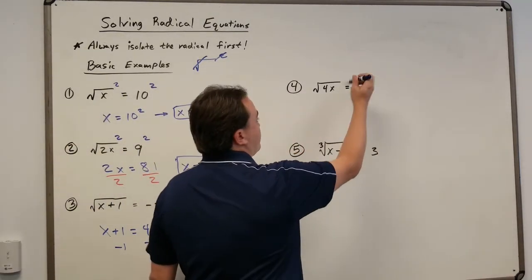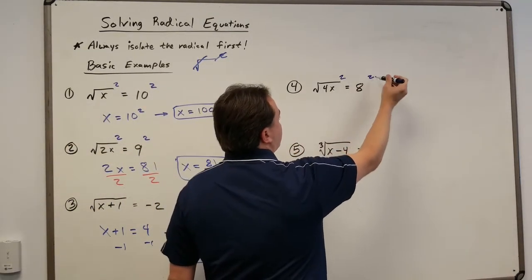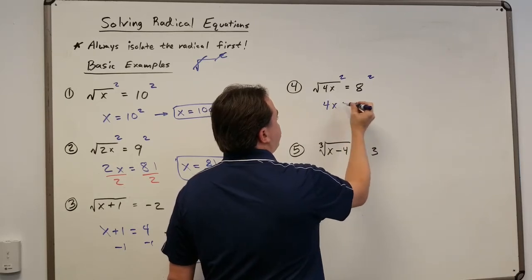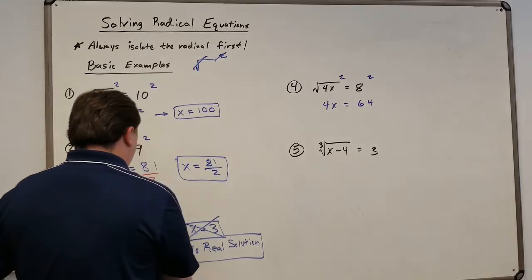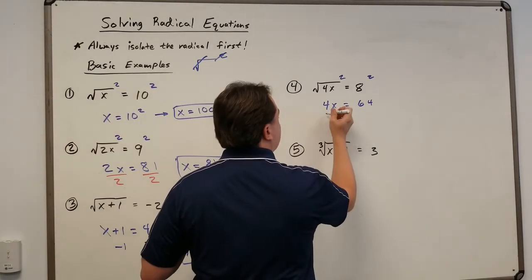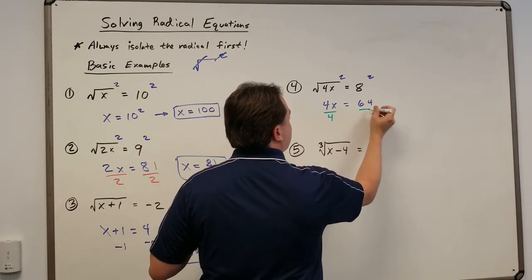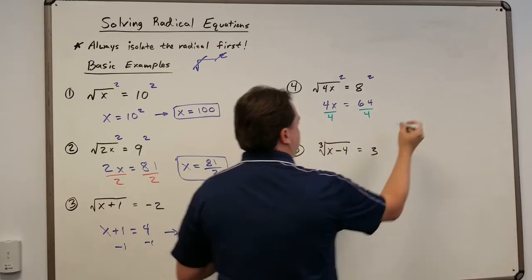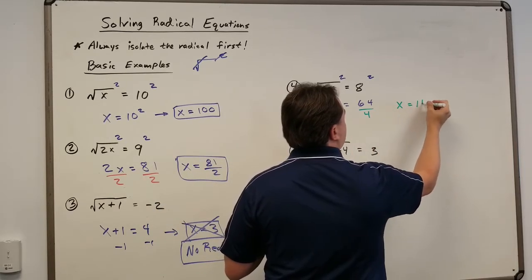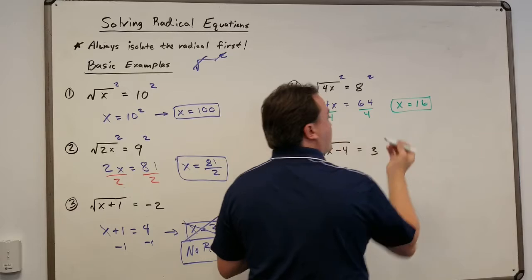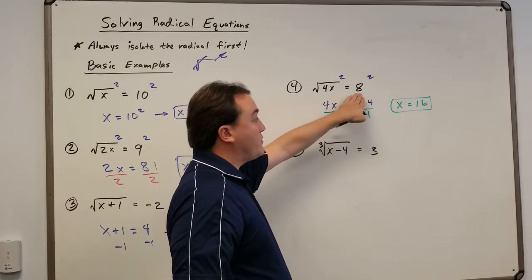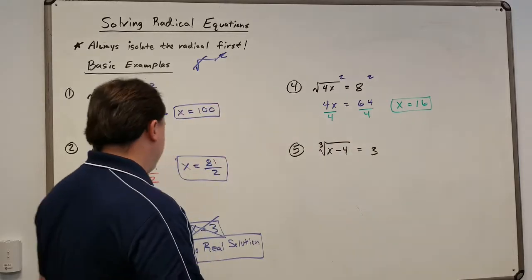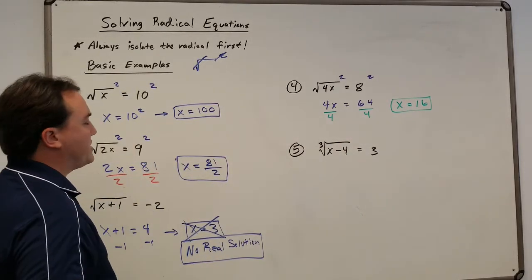So here, same thing, just square both sides. We get 4x equals 64, and then divide by 4. And we get x equals 16. Don't really have to check there because we have a square root equaling a positive number, so it should work out right anyways. This one's a little bit different.